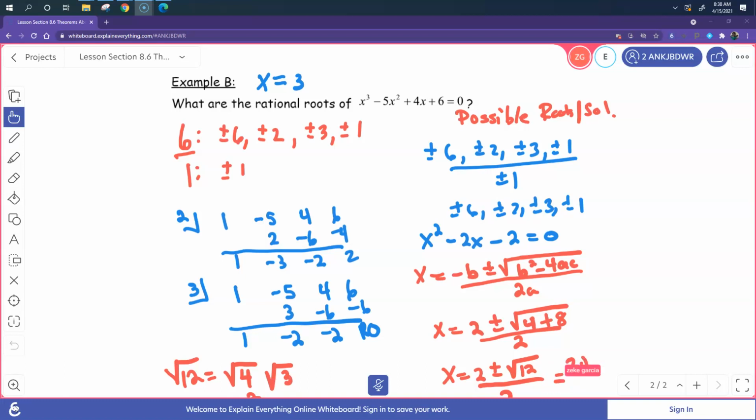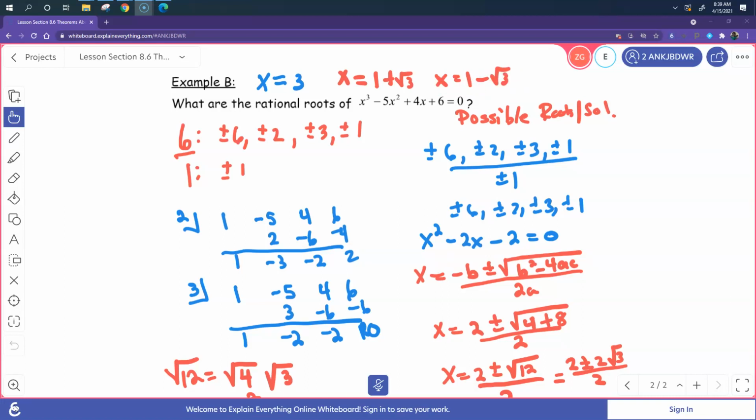So it's 2 plus or minus 2 square root of 3 over 2. So my other answer, because I'm running out of room, is 2 divided by 2, which is 1, plus square root of 3, and then the last answer is x equals 1 minus square root of 3.